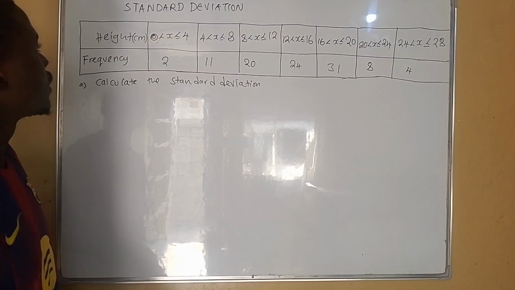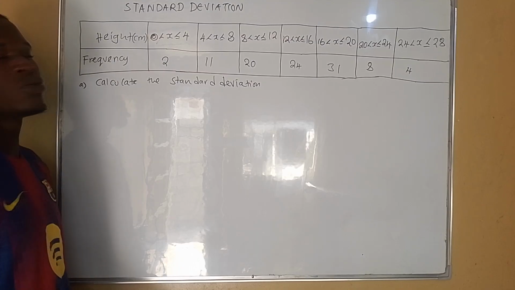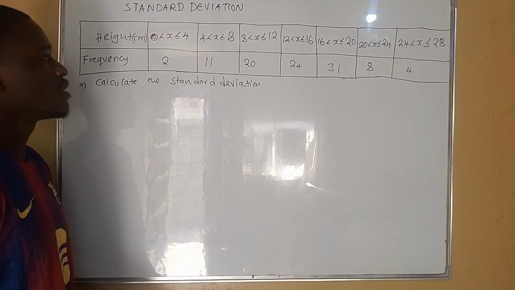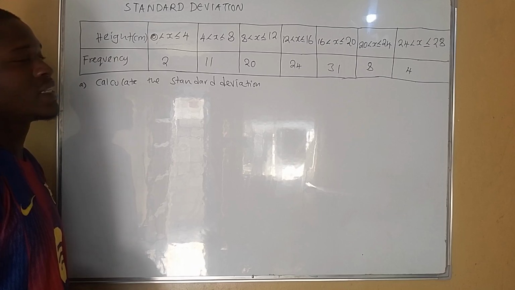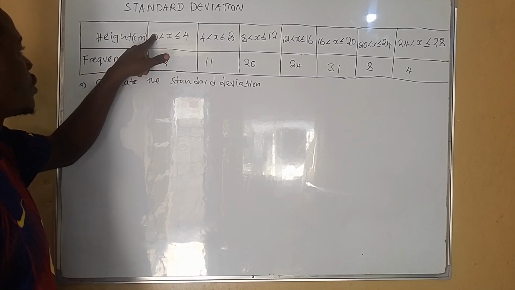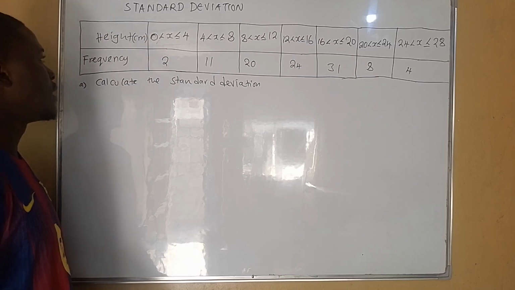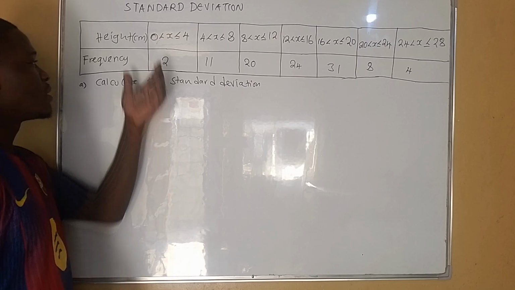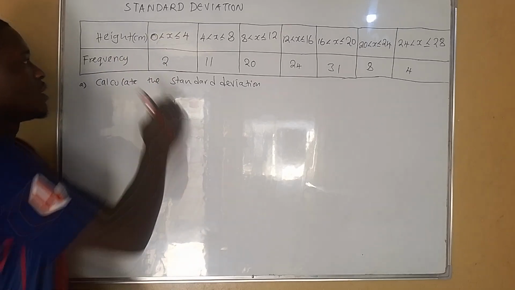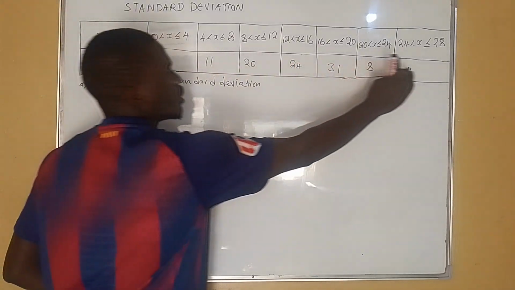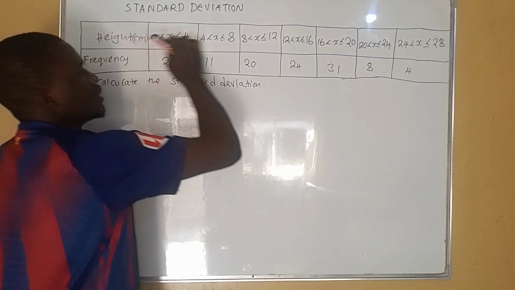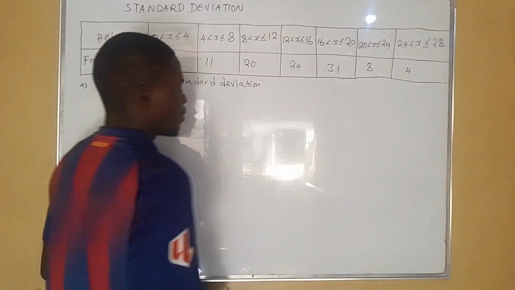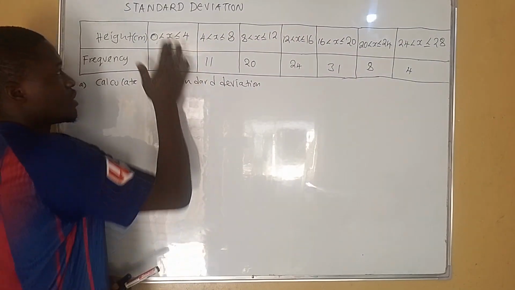So today we'll be looking at how to calculate the standard deviation when you are given grouped data like what we have here on the board. We are given the height in centimeters and the frequency here. So this one is for the frequency and this one is for the height. What you need to know is that this is grouped data.